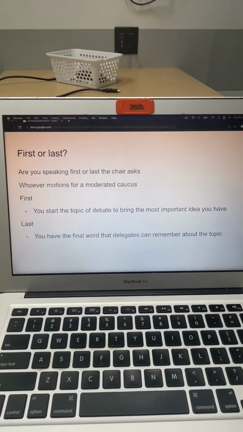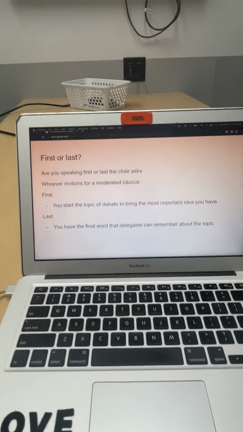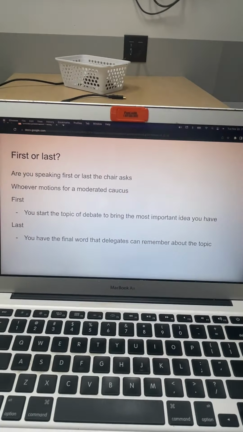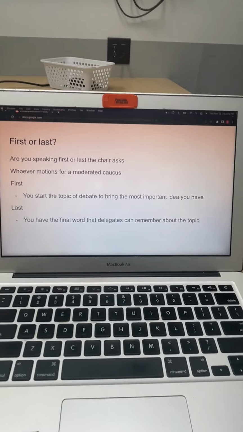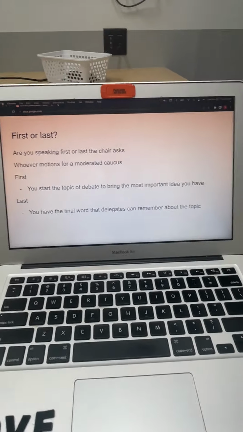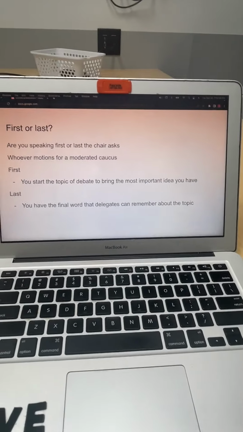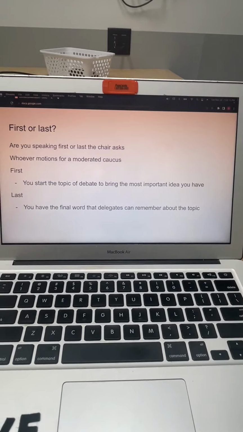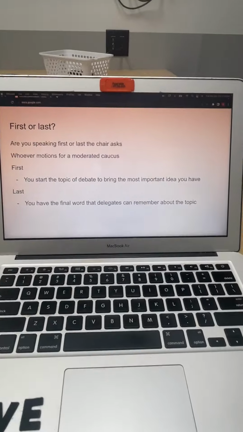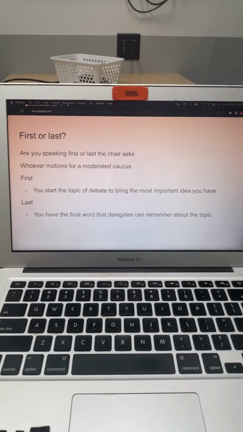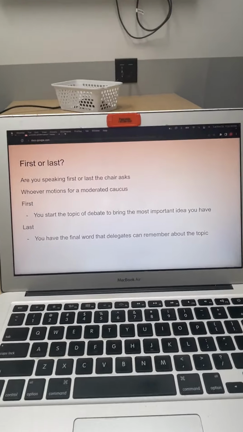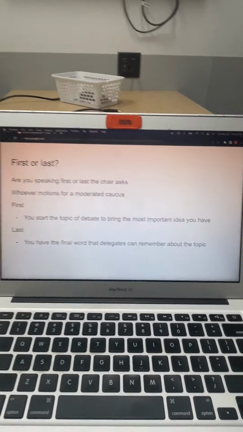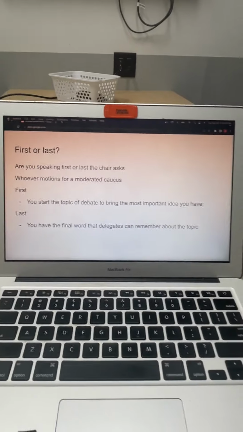First and last. When you motion for a moderated caucus to speak, you are going to be asked if you want to speak first or last. So, the pros and cons for speaking first and last. If you're the one that asked for the moderated caucus, you're the one that gets this option because you are the one that motioned for it. If you speak first, you get to start the debate topic off and bring the most important idea you have, and then they can start forming debates around that topic. If you are the last person to speak, you have the final word that delegates remember from that topic. So it is your choice.